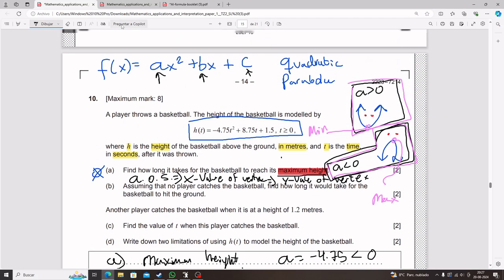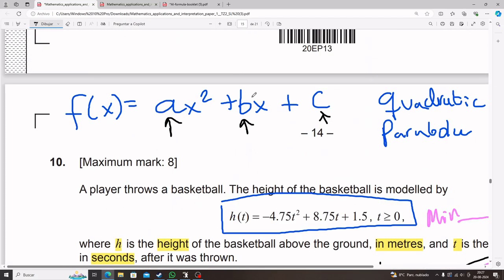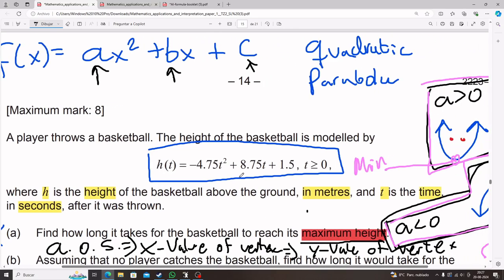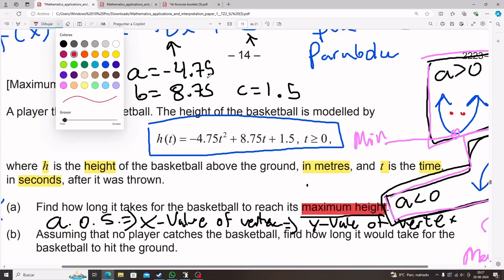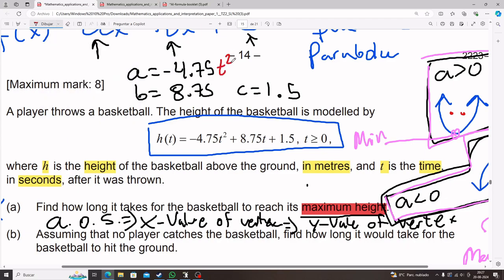And in this context, what is a, what is b, what is c? Well, let's take a closer look. A clearly has to be negative 4.75. B clearly has to be 8.75. And C clearly has to be 1.5. Guys, a classic example is that people say A is negative 4.75 t squared, or that B is 8.75 t. And there's a small mistake here.